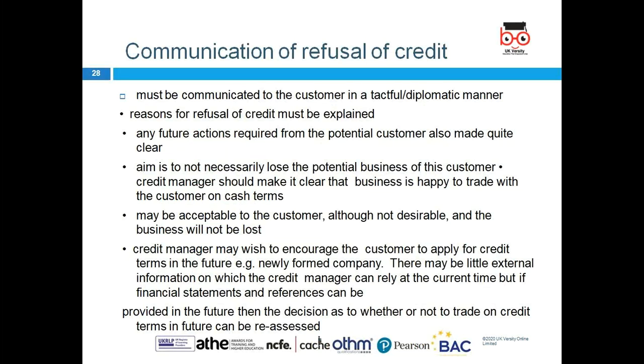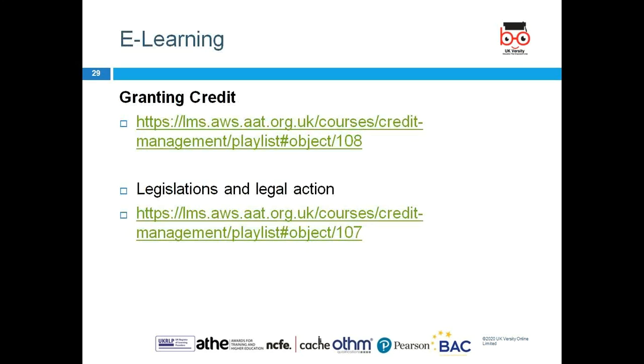Under communication, refusal of credit must be communicated to the customer. We need to clearly explain why we are refusing it. And maybe we accept that those customers are not desirable, and the business will not lose. The credit manager may wish to encourage them to apply for credit terms in the future. For a newly formed company, there may be little external information. That's why the credit control manager refused, but we can communicate that in future we can grant the credit, but we need to monitor regularly. Communication is vital because communication can be effective. So you have to build the trust of your client.